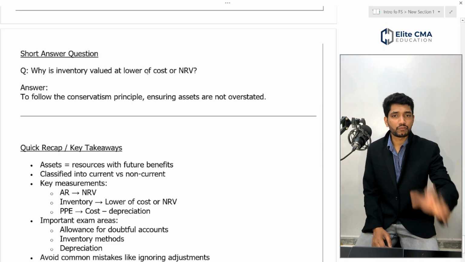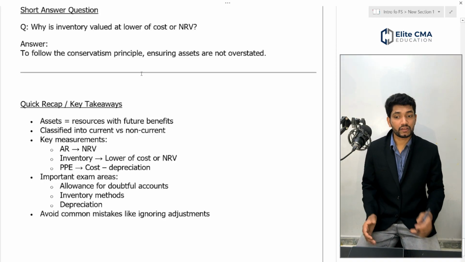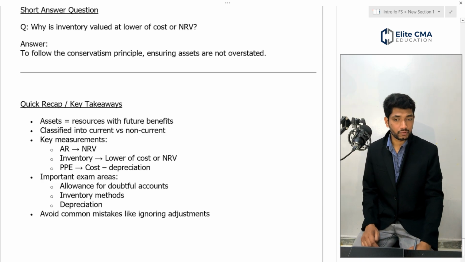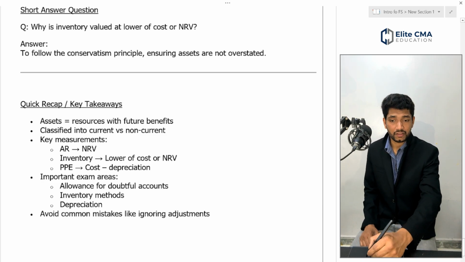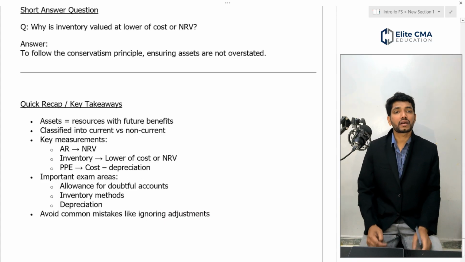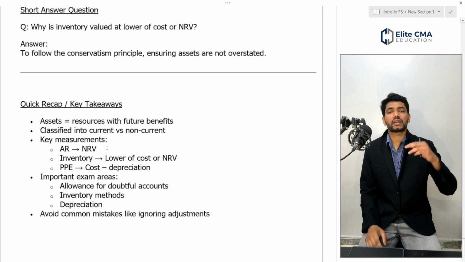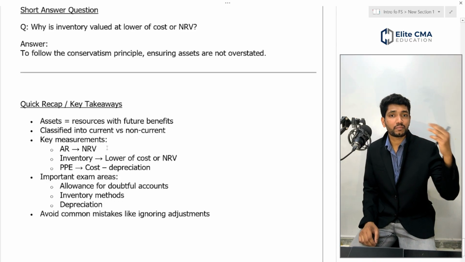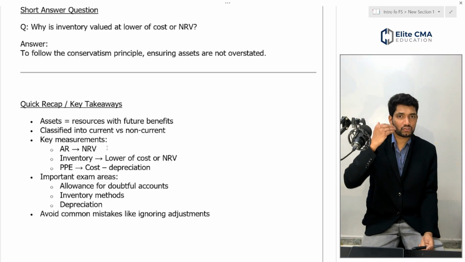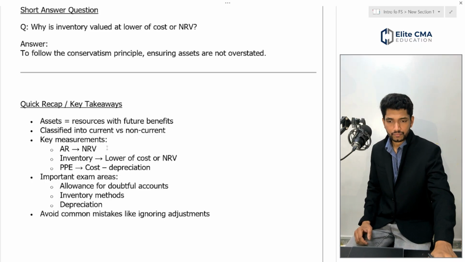So just a quick summary before winding up. What we discussed today is all about the assets, that means the resources with future expected benefit. We classify the assets into current and non-current. Current assets mean those assets which are expected to convert into cash within 1 year. And non-current assets mean those assets which are not expected to convert into cash within 1 year. Current assets are the short-term assets, and non-current assets are long-term assets.